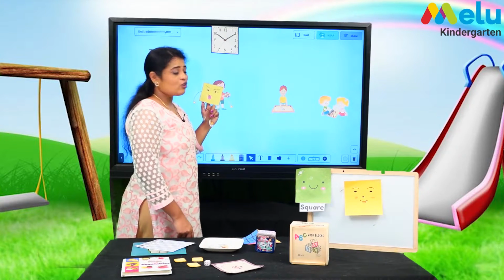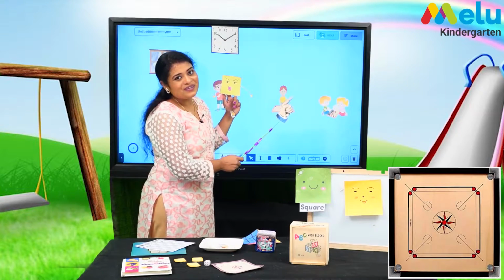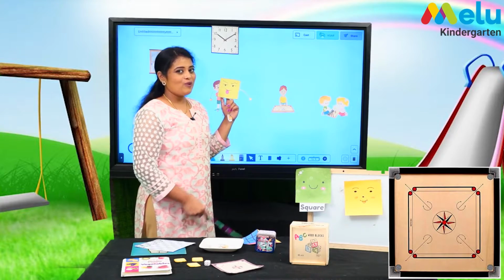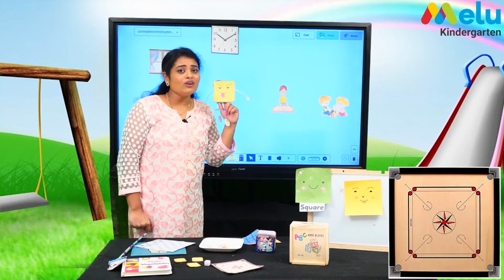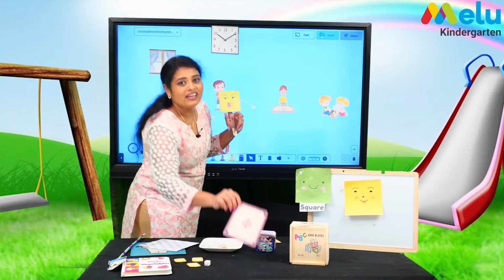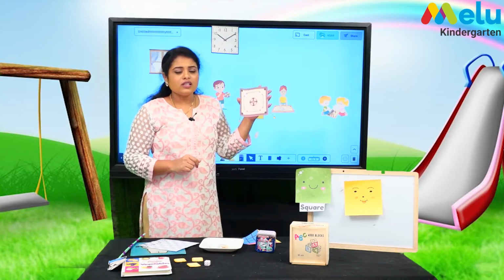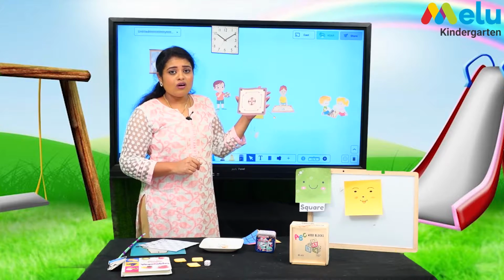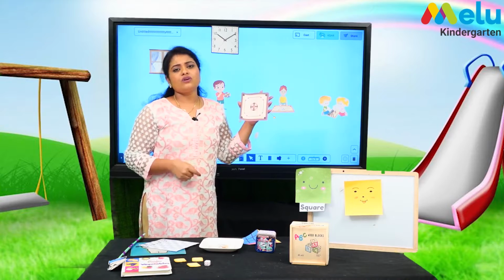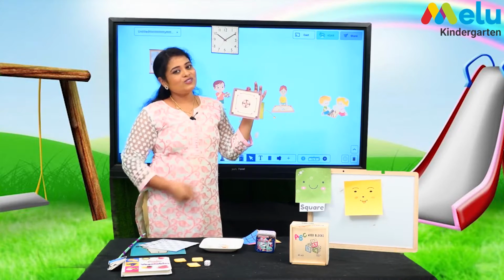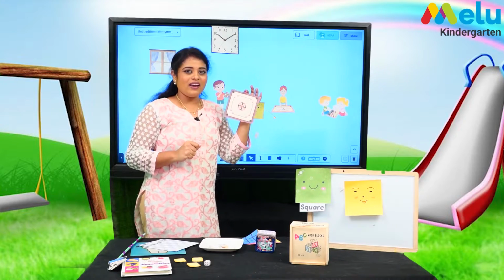And then he saw his another friend was playing with the carom board. Yes, children, he was playing with the carom board. And children, have you ever seen how a carom board looks like? Yes. So, here is the carom board. And looking at the carom board, Mr. Square thought this is also in the shape of a square and this was just like him. This is also just like him because carom board is in the shape of a square.